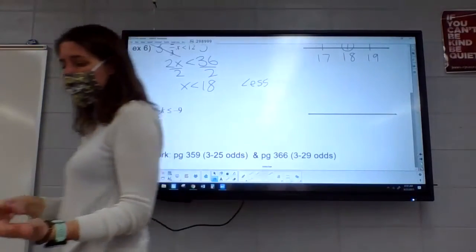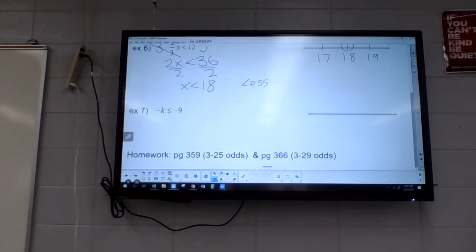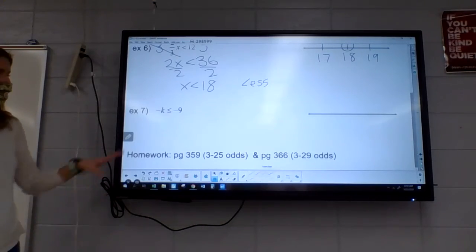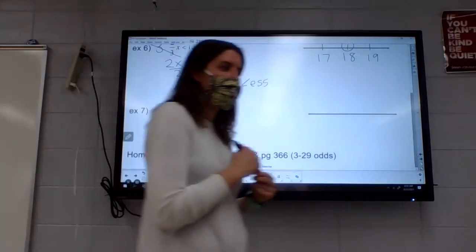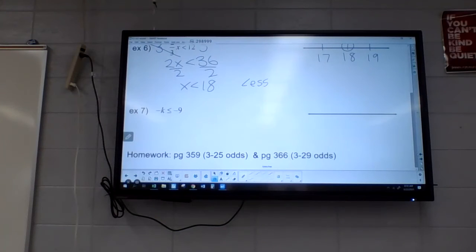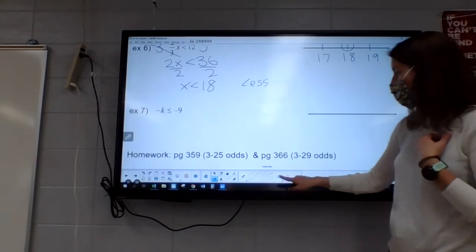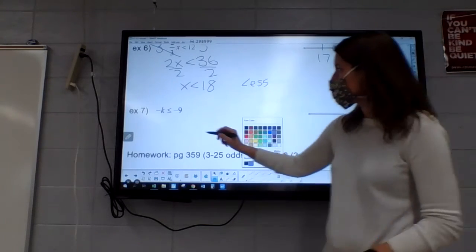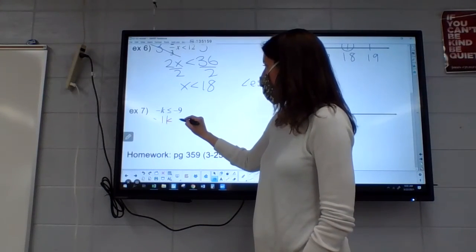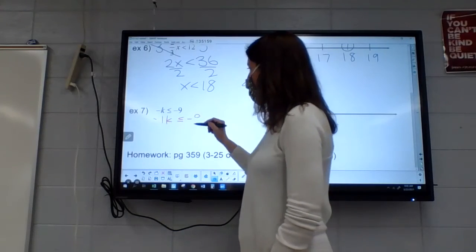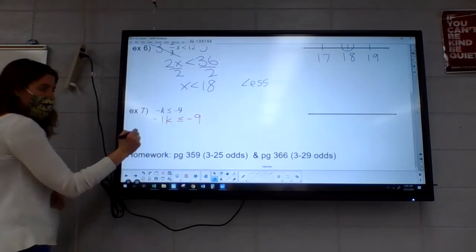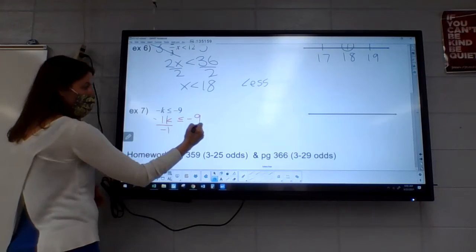I want to talk about this one, and then I want to show you guys one example from the book. I realized I didn't put one of these in our notes, so I want to talk about it. What's happening with the negative k here? What's that really the same as? It's like the coefficient. What's the number in front of k? 1. Yep, it's like a negative 1 there. So I have to get rid of that negative 1. So I'm going to divide by negative 1.